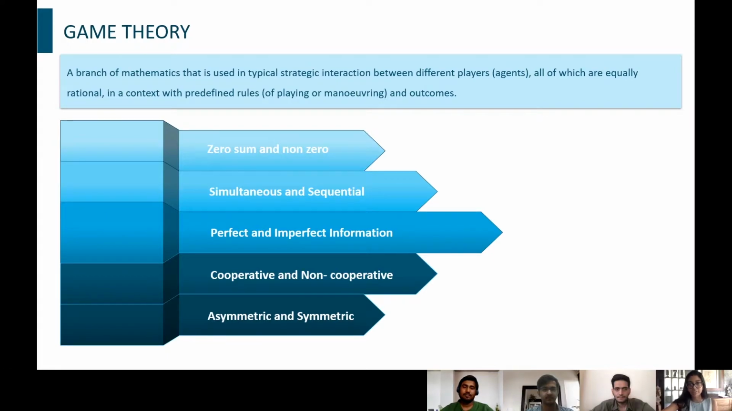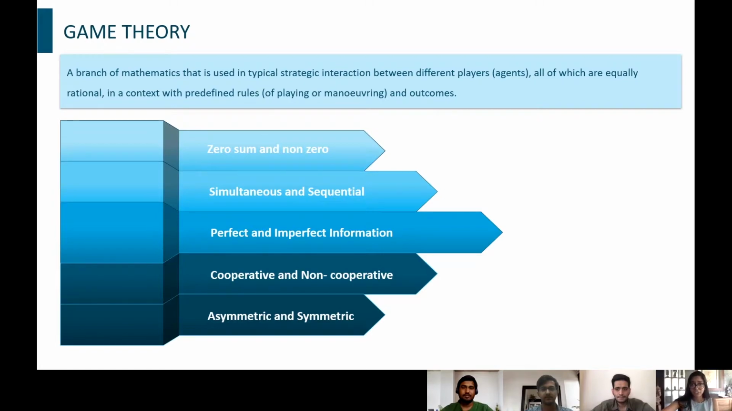Game theory, which is derived from the idea of games, is basically a branch of mathematics that is used in typical strategic interaction between different players or agents, all of whom are equally rational in a context with predefined rules of playing or maneuvering with fixed outcomes and payoffs. Every player is considered a rational entity who is selfish and tries to maximize the reward that they themselves can obtain using a particular strategy. All the players abide by these rules in order to obtain that predefined outcome and payoff.